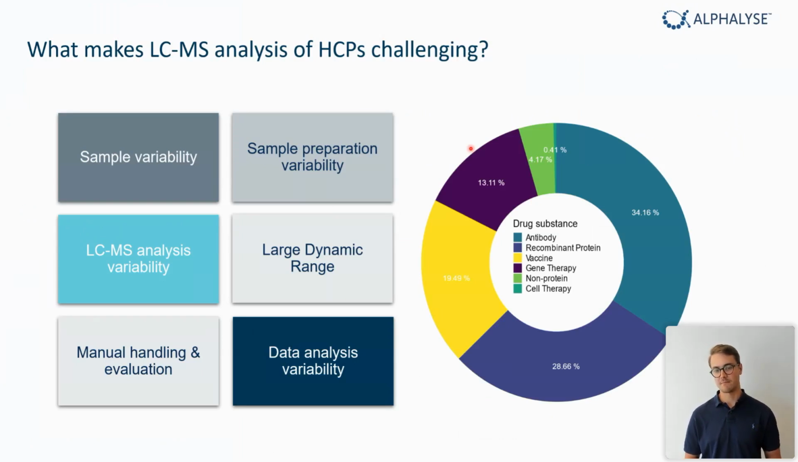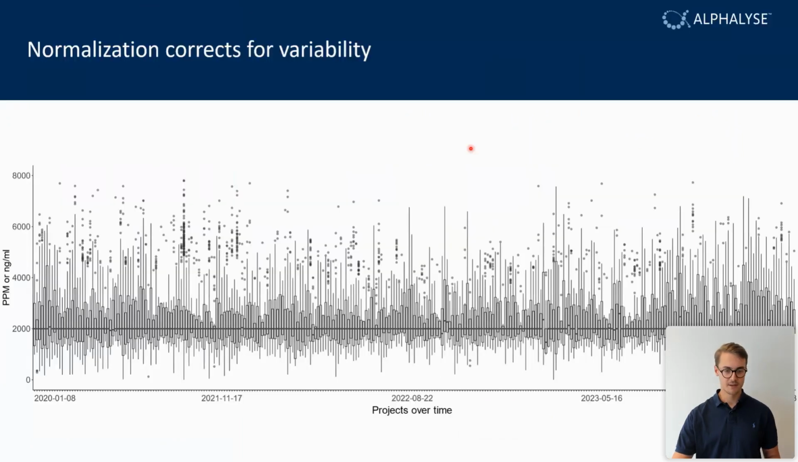So that's something that, of course, AlphaLyse has worked a lot of time to get control of, and that's also one of the reasons it has gotten to this point where we can use this method as we are. And as I'll show you on the next slide, this is one of the results of being able to control this variability.